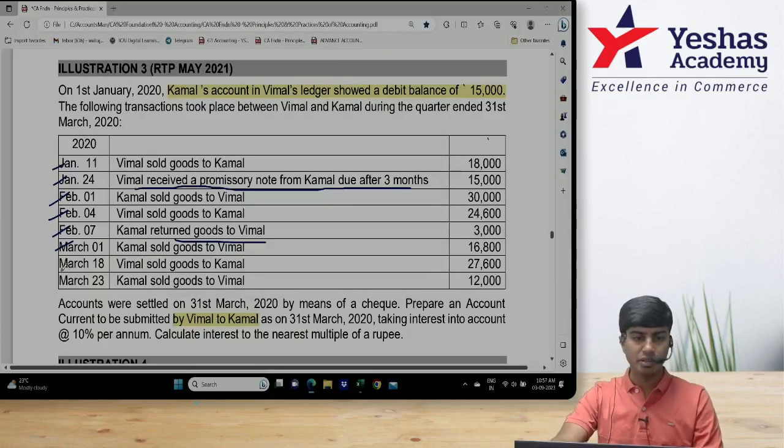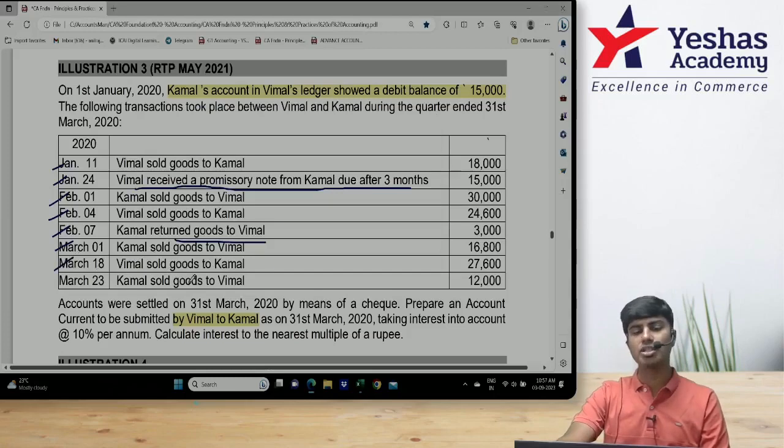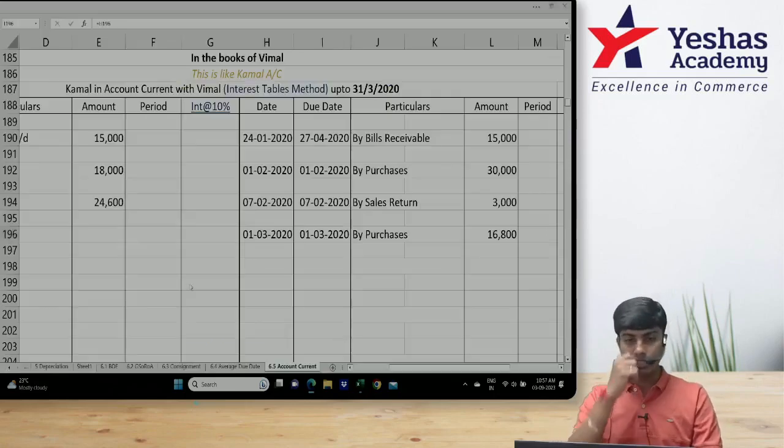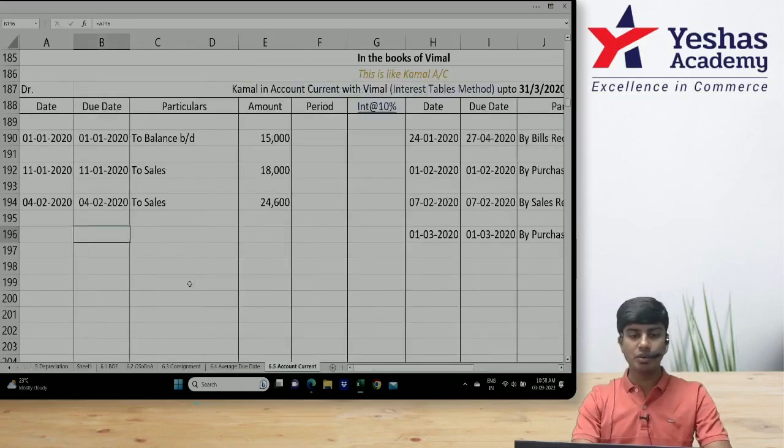After this, March 18th, Vimal sold goods. Who are we? Vimal. We sold goods. Entry is Kamal to sales. So this is Kamal account. Here I'll write to sales 27,600.